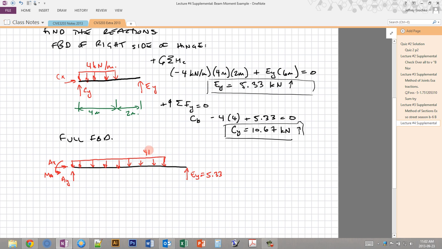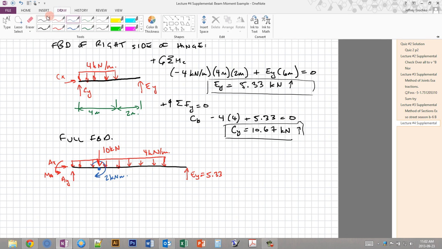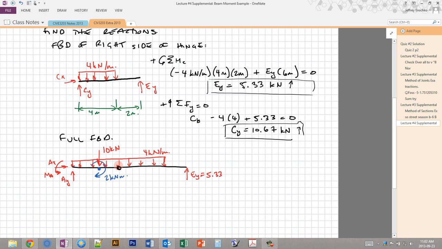So this is 4 kilonewtons per meter. And then we have a vertical load somewhere over here that's 10 kilonewtons. And then I'll draw a clockwise point moment at the same point as the point load, of 2 kilonewton meters. Just draw that in a different color so it's easier to see. And then don't forget we have this hinge that's over here.